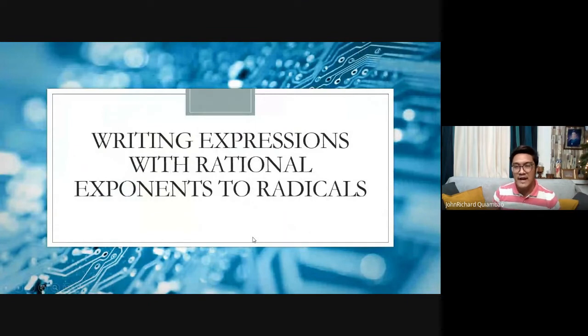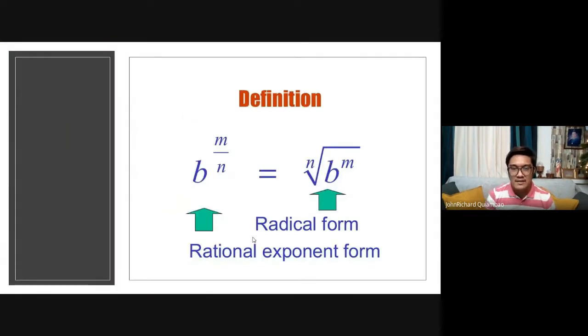Today, we will be writing expressions with rational exponents as radicals. As we go along with the lesson, let us first have these two expressions. We have the rational exponent form, that is b raised to m over n. This is an expression with a rational exponent. On the other side of the equation, we have the nth root of b raised to m. These two are equivalent, and this side of the equation is in radical form.